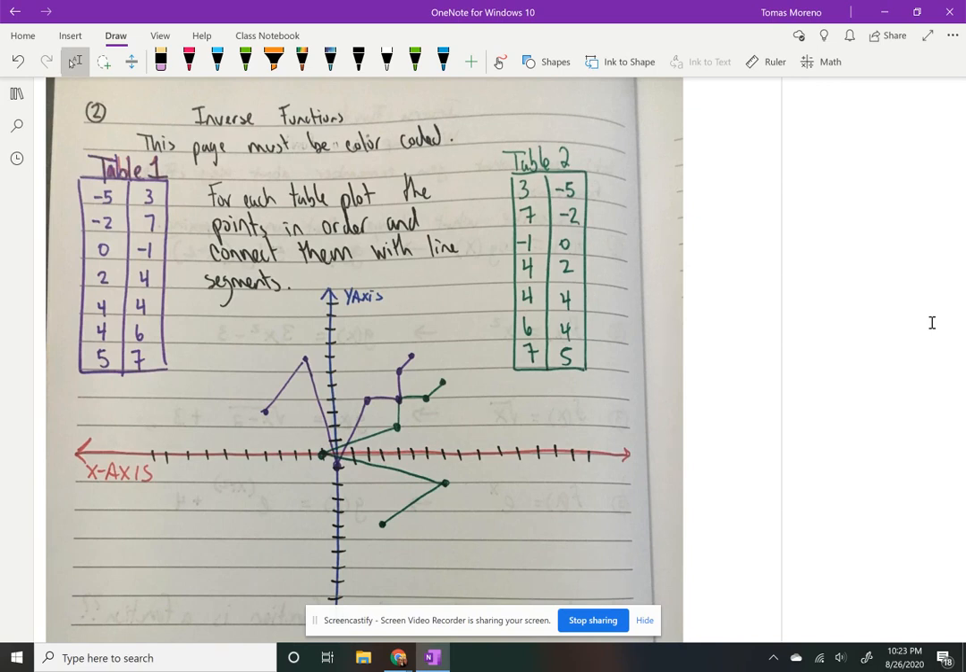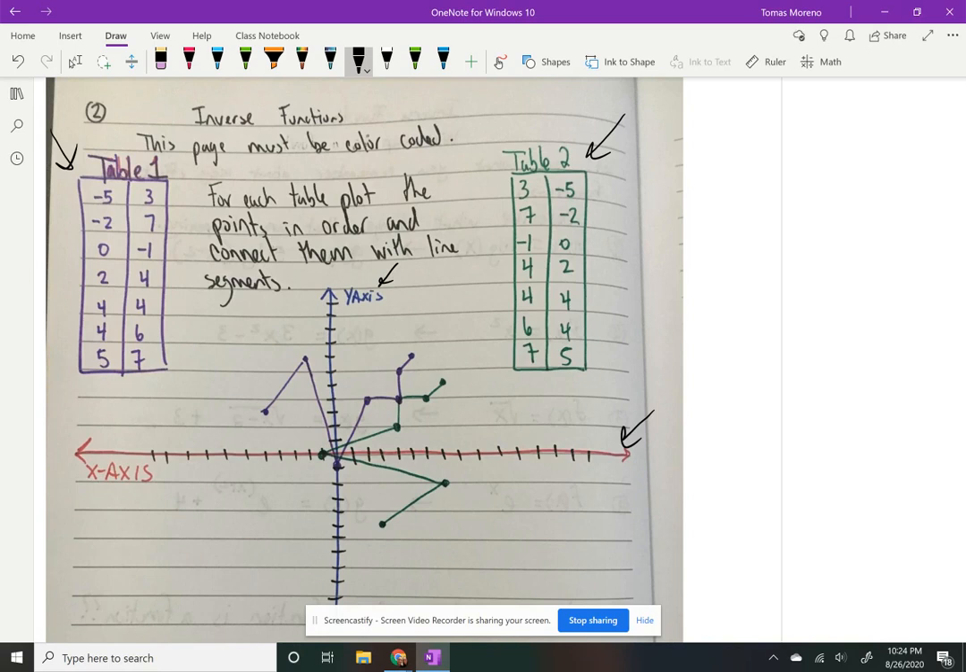I'm big on color coding, and right now I haven't really told you what to color code, but on page 1, the table of contents. But on this page, I do want this table number 1 in purple, and I do want table number 2 in green, the x-axis in red, the y-axis in blue, and then of course these points are in purple.